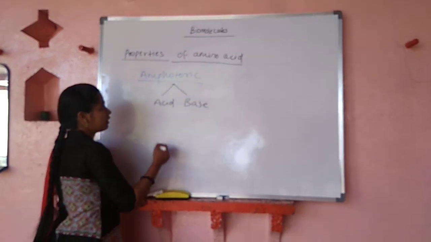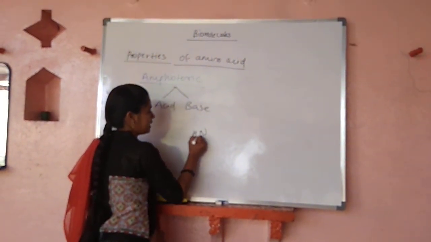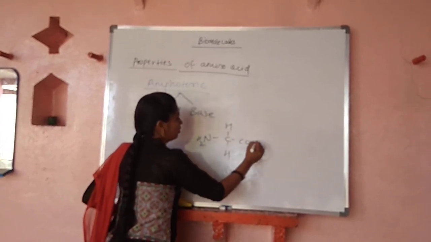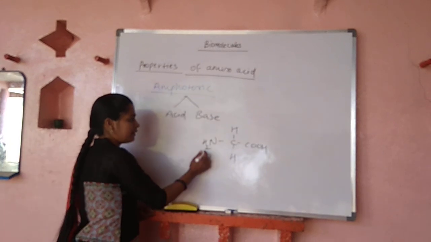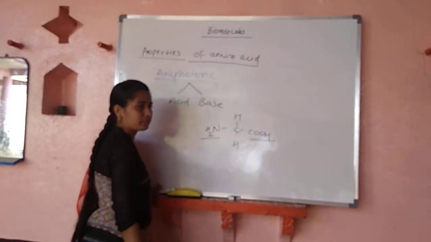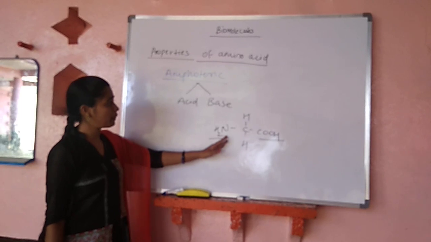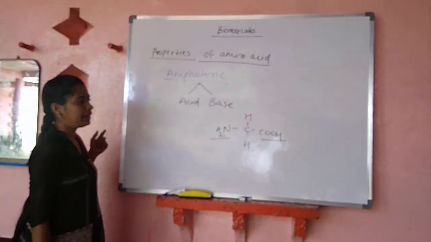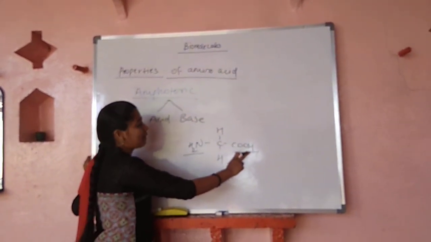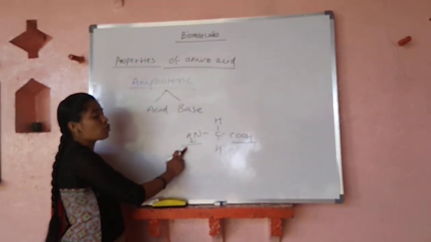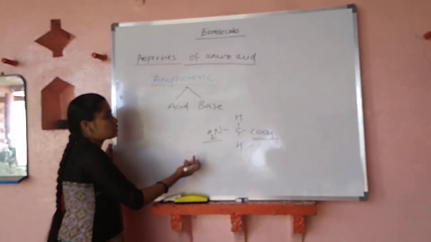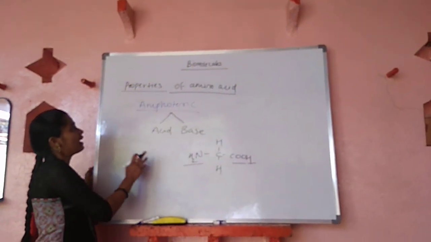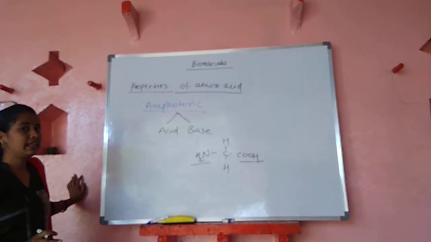See here, in the amino acid it has a basic group. I am going to take the example of glycine. Here this compound contains base as well as acid, so this compound has the property of acid as well as base. It is ready to give a proton and this is ready to accept a proton. So they have both properties and can form salt. That's why amino acids are amphoteric in nature.